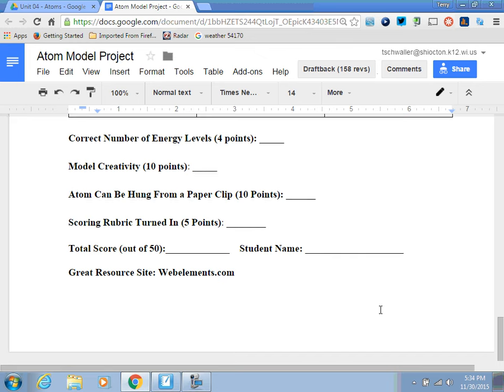And a really good resource for looking up stuff about your atom is the website webelements.com. Of course, there's other websites you can go to, but that's one that I particularly like, and we'll talk about it a little bit next week. But I know I'm introducing this before we've talked about the unit. You probably have lots of questions about what these things are and how it's going to go together. Like I said, there's examples in the back of the room that you can take a look at.